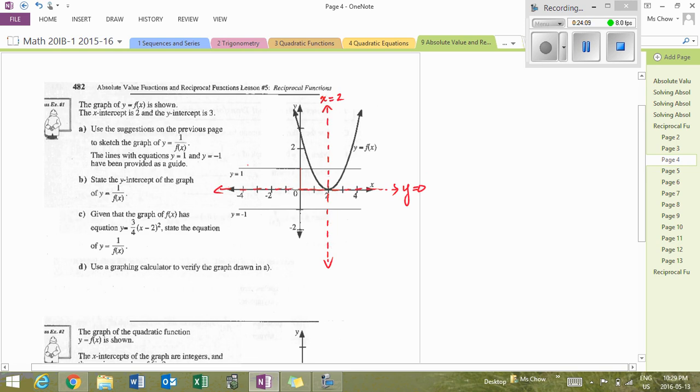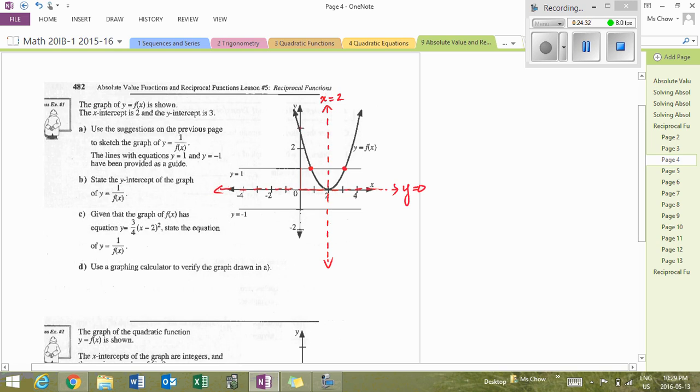Other things that I know: my invariant points. So at y equals 1, they've drawn in that line for me, so that helps me to identify these invariant points. They've also drawn in y equals negative 1, but you can see that the original function doesn't go through y equals negative 1, so there are no invariant points at that particular spot.